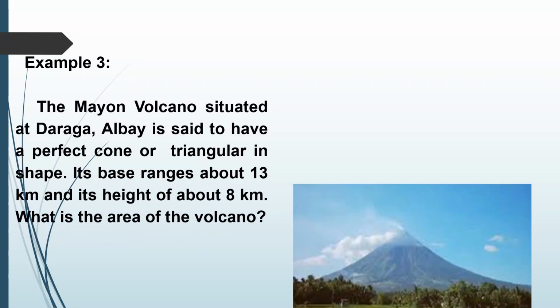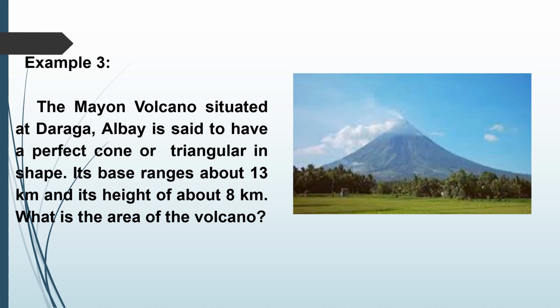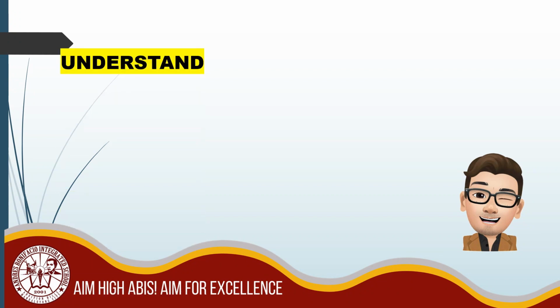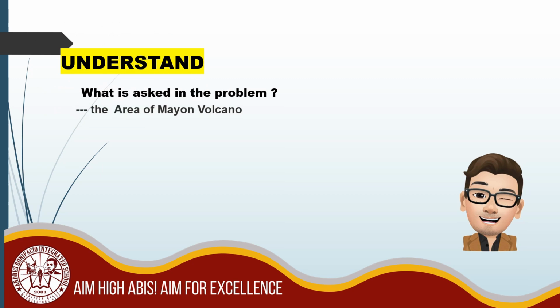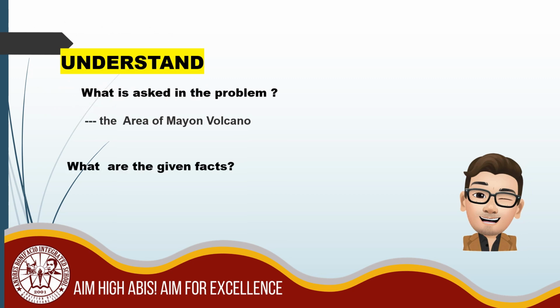We have example number 3. The Mayon volcano, situated at Daraga, Albay, is said to have a perfect cone or triangular shape. Its base ranges about 13 kilometers and its height is about 8 kilometers. What is the area of the volcano? Now let us try to understand and analyze the problem. What is asked in the problem? Very good. The problem asked for the area of Mayon volcano. Ngayon naman, alamin natin what are the given facts. We have base 13 kilometers, height 8 kilometers.